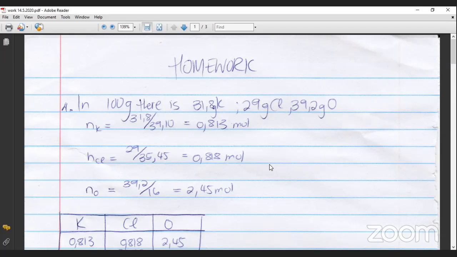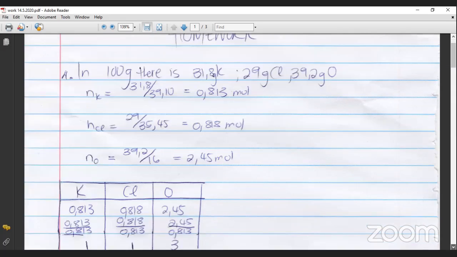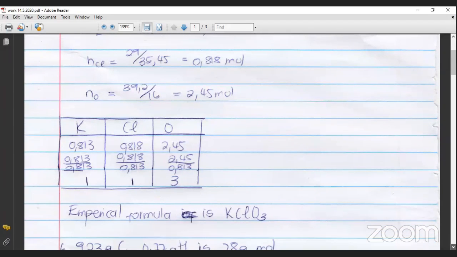In that problem on number four, they talk about in 100 gram, there is 31 grams of potassium and 29 gram of chlorine and 39.2 gram of oxygen. So basically what they're looking for is the percentages of each. They're looking for the empirical formula.